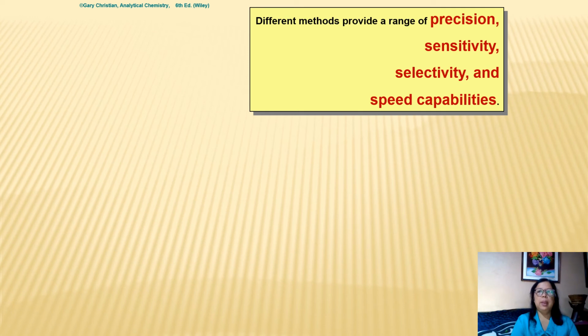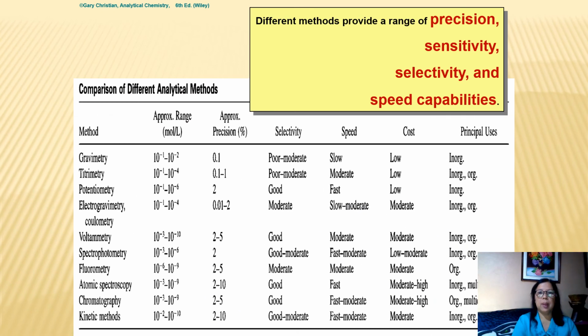Okay, there are different methods that provide different results, and this depends upon the range of precision, the sensitivity, selectivity, and speed capabilities. All these things you will encounter and experience in the laboratory. These are different standards. These are things that are given.